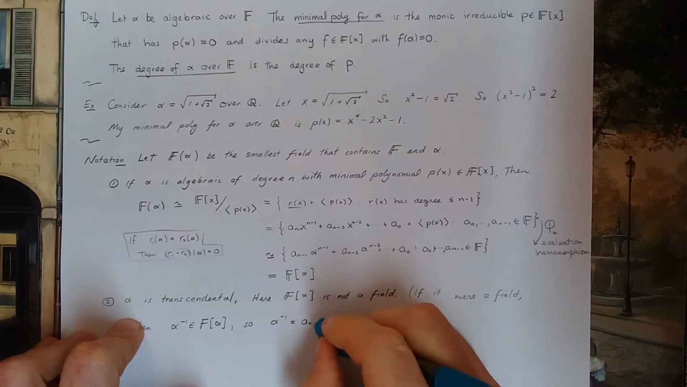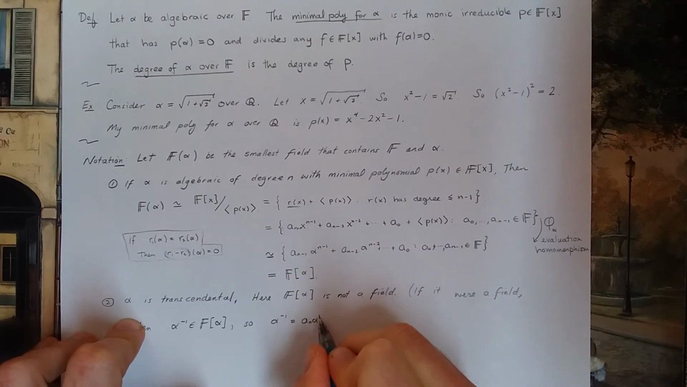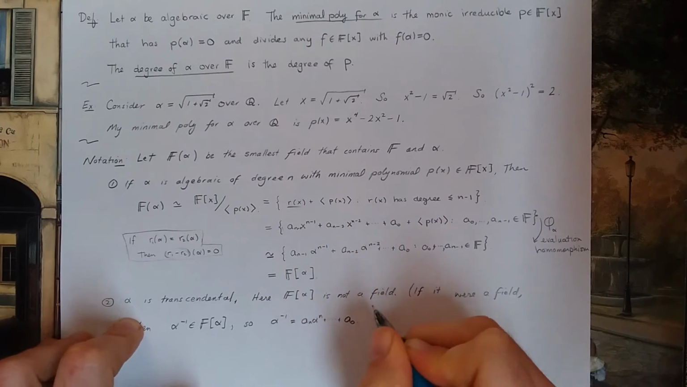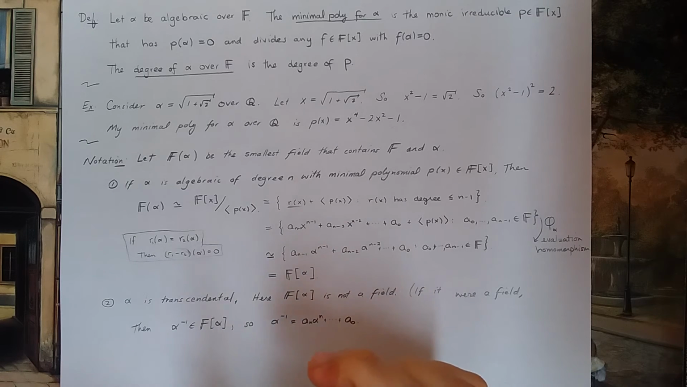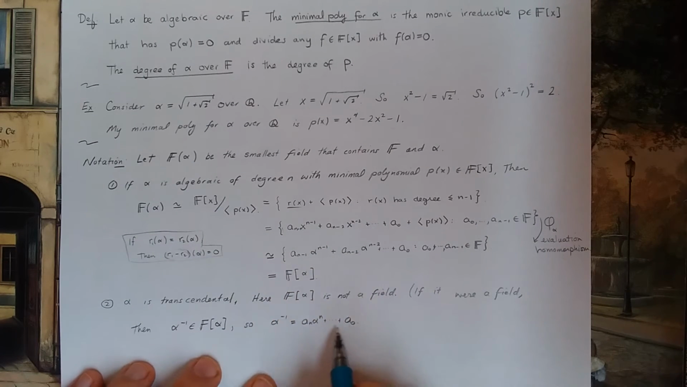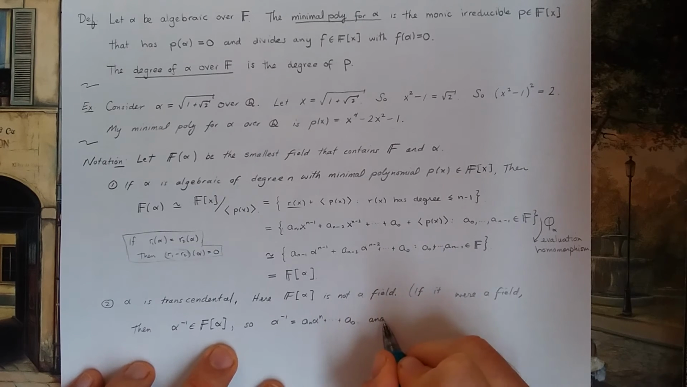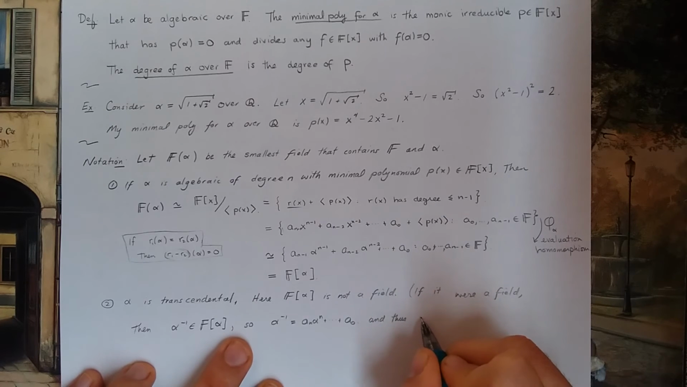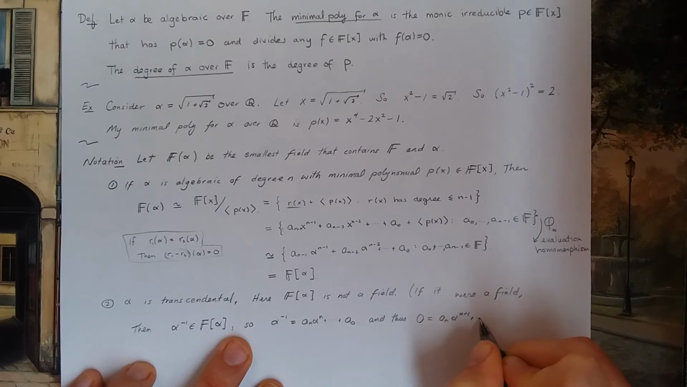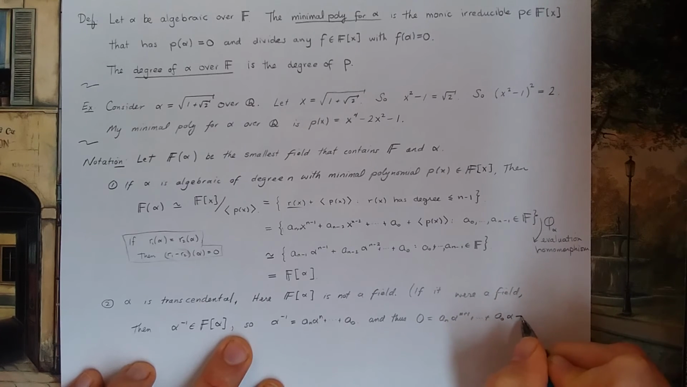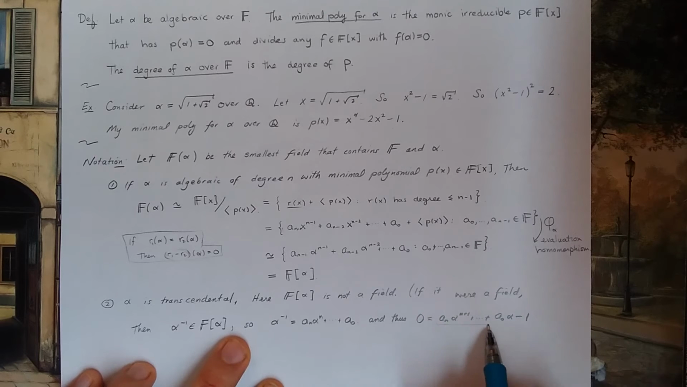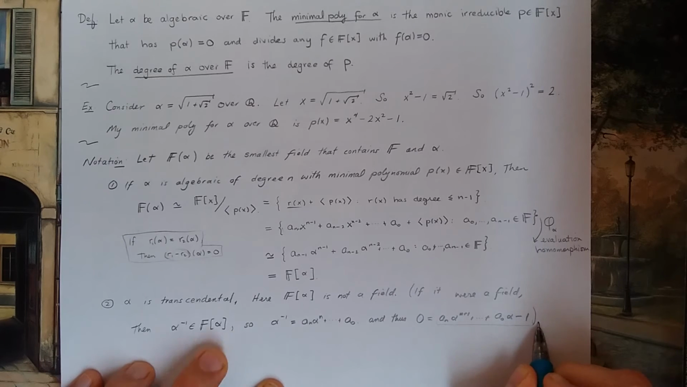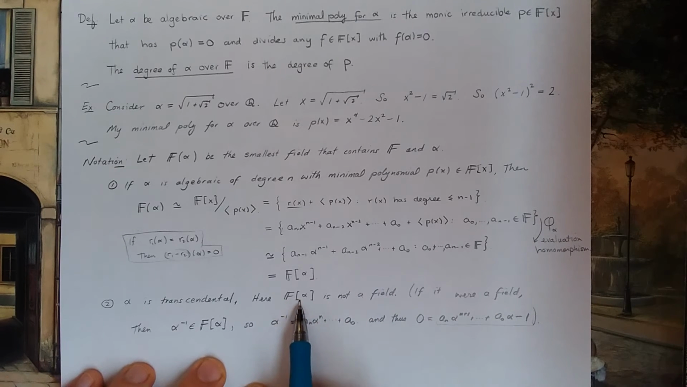So a_n alpha to the n plus, up to a_0. And this would be a contradiction because then you can multiply both sides by alpha, subtract 1, and thus you can find 0 is a_n alpha to the n+1 plus, up to a_0 alpha minus 1, finding a polynomial that has coefficients in your field and alpha as a root. So that's a justification of why this is not a field.